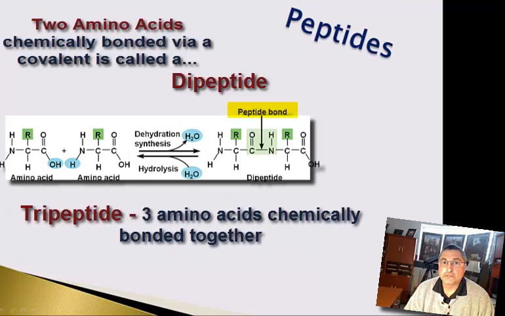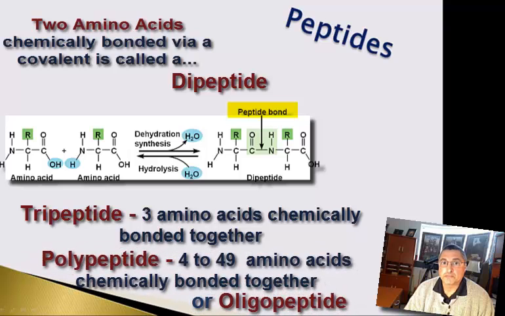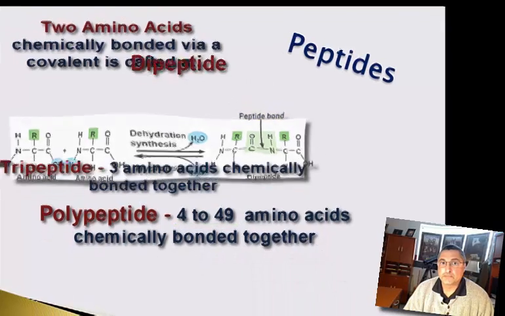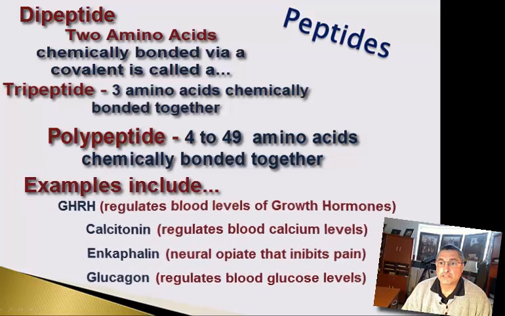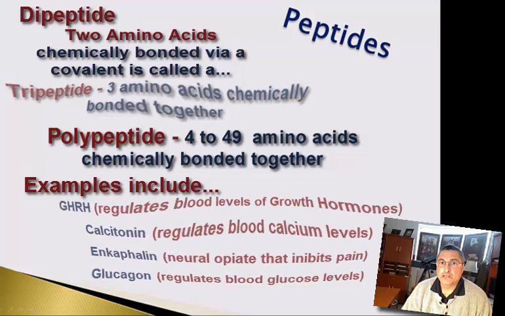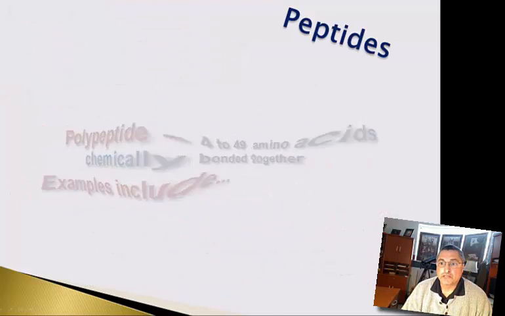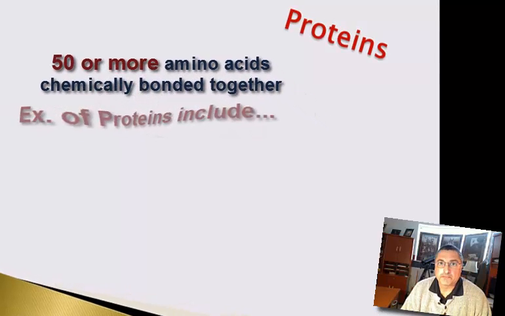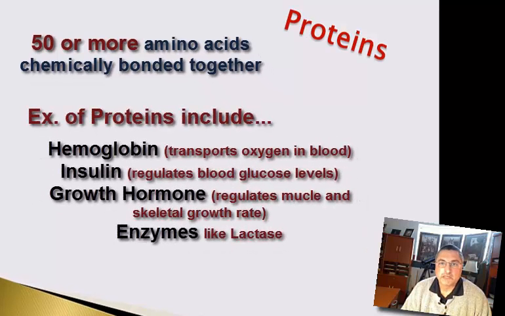Now, if we take additional amino acids and chemically bond them together, we make something known as a polypeptide or an oligopeptide. By definition, in this class, a polypeptide is going to represent 4 to 49 amino acids chemically bonded together. Great examples of polypeptides would be the growth hormone releasing hormone, calcitonin, enkephalin, and glucagon. Now, if I take 50 or more amino acids and chemically bond them together, I make something we call a protein. Good examples of proteins include hemoglobin, insulin, growth hormone, enzymes such as lactase.